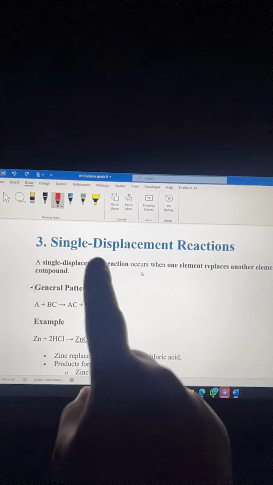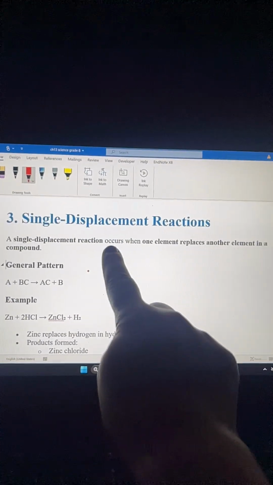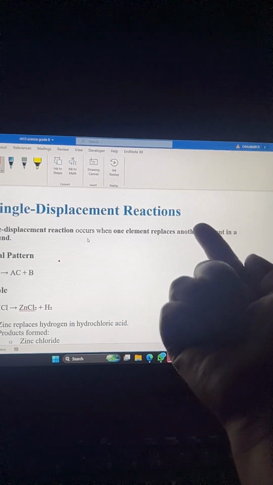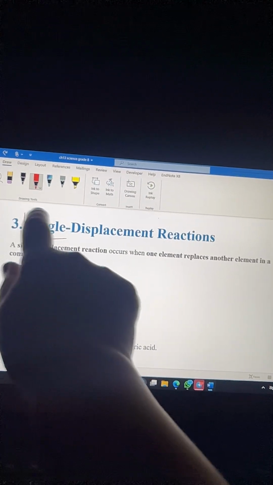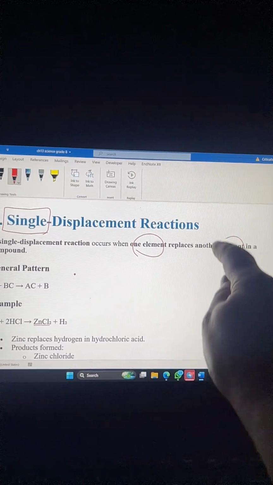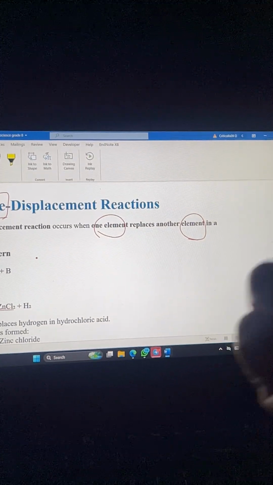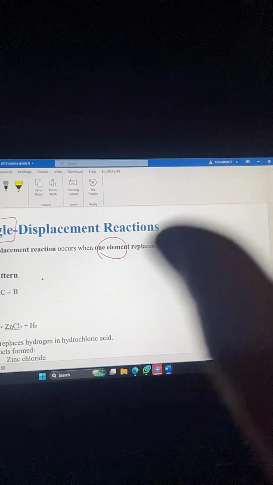What is the definition of a single displacement reaction? It occurs when one element replaces another element in a compound. So why do we call it single? Because one element replaces another element in the compound.